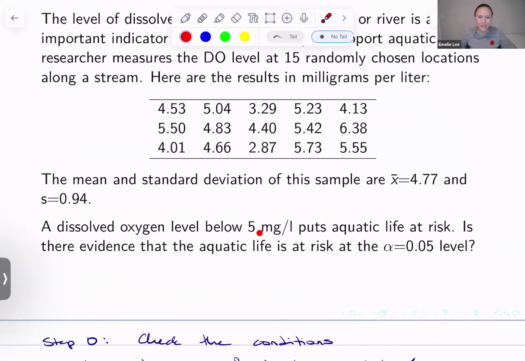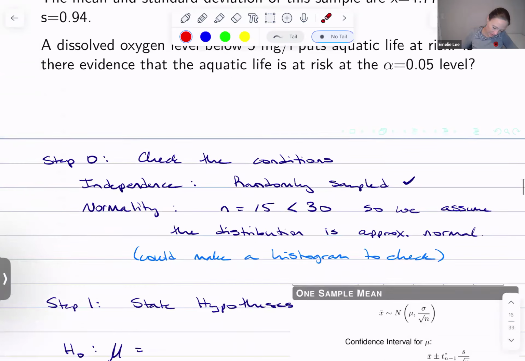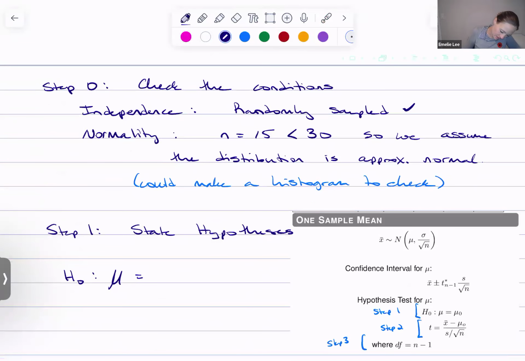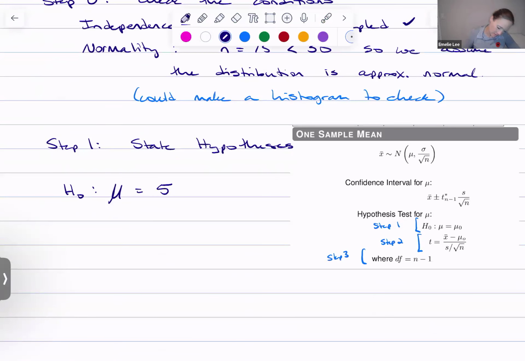We're also told that if it's below 5, then we're in trouble, right? And so that number that I want to compare 4.77 to is 5, right? I know 4.77 is less than 5, right? So it is below 5, but what we're trying to find is if it's significantly less than 5, right? There's some wiggle room around 5, okay? So this is mu equal to 5.